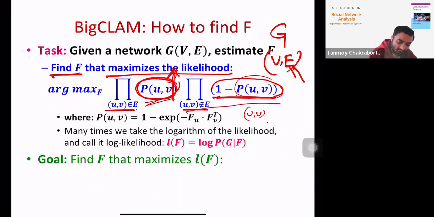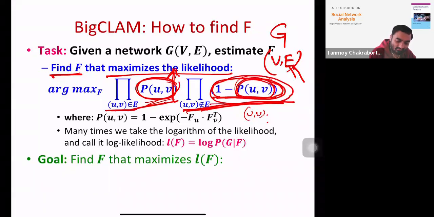Therefore, only this part would be considered, because the edge doesn't exist. So this part would be considered. This part would not be considered, right? Now in this part, I'm saying that the edge doesn't exist, but your model says that the probability is very high. That means this would be very high. If this would be high, 1 minus this would be low. Right, 1 minus this would be low.